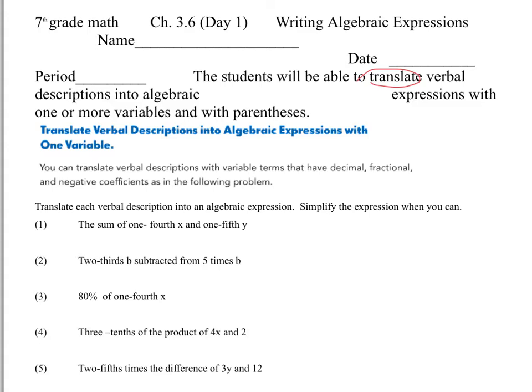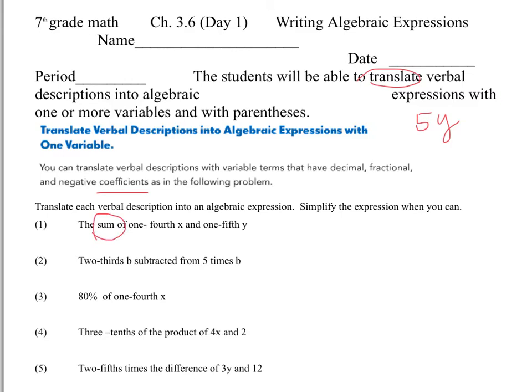Okay, so we're going to translate written out words into mathematical expressions, okay? So you can translate verbal descriptions with variables in terms of fractions, decimals, and negative coefficients. And remember, we talked about coefficients are numbers in front of a letter, like 5y, 5 is the coefficient. Okay, so what I want you to do on each of these is circle the key word or words that tells you what operation is going on.